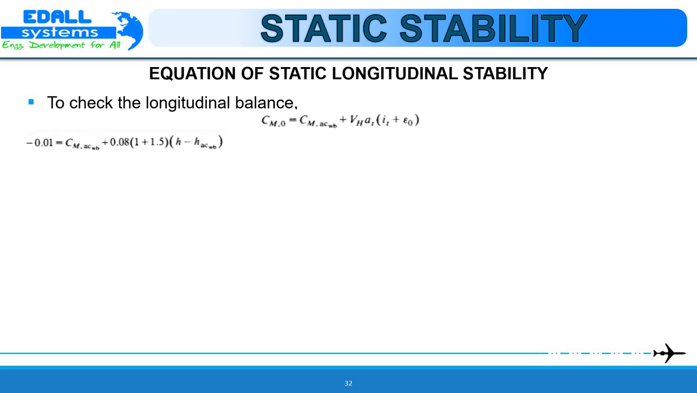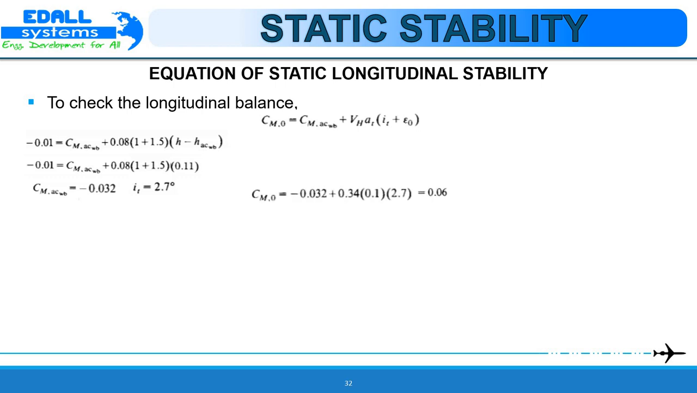By substituting the following equation from the before problem, we get Cm along the aerodynamic center wing body is equal to minus 0.032, iT is equal to 2.7, that is, tail setting angle is equal to 2.7 degrees. Substituting all the numbers here, we get Cm0 is equal to 0.06.